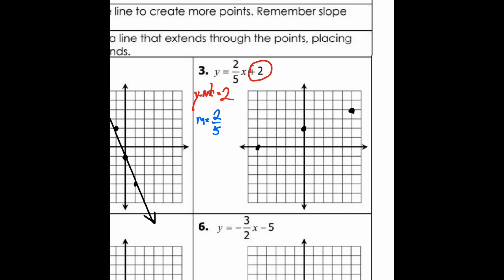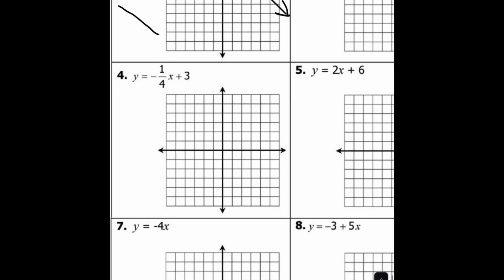I can't fit any more points on my graph. I'll run out of room. So we'll draw our line. Put our arrows on the ends. And there we go. We'll circle that. Next.